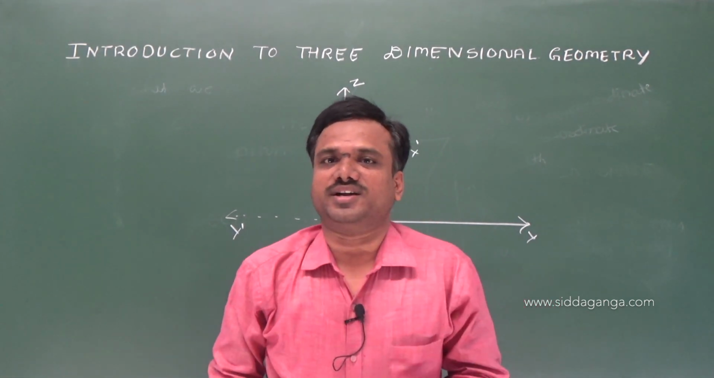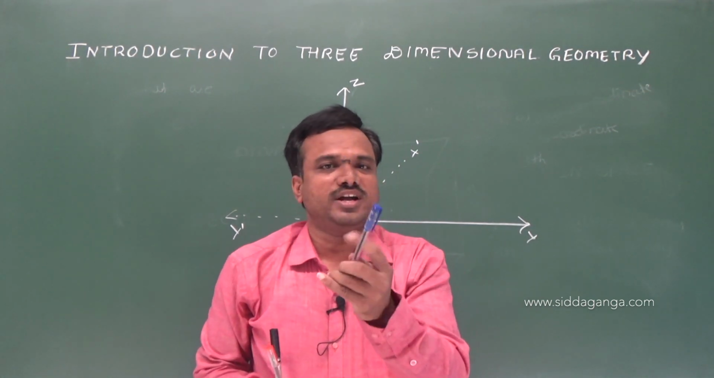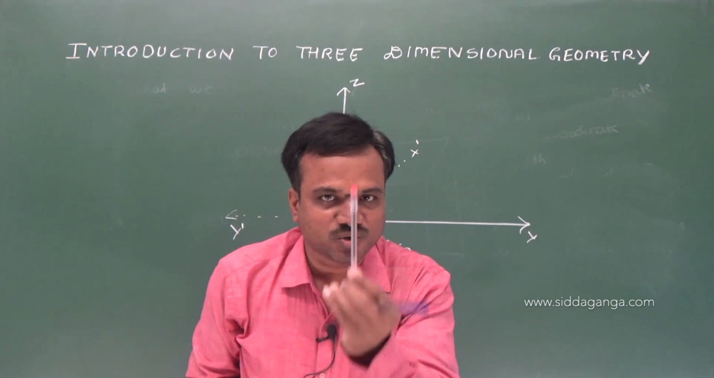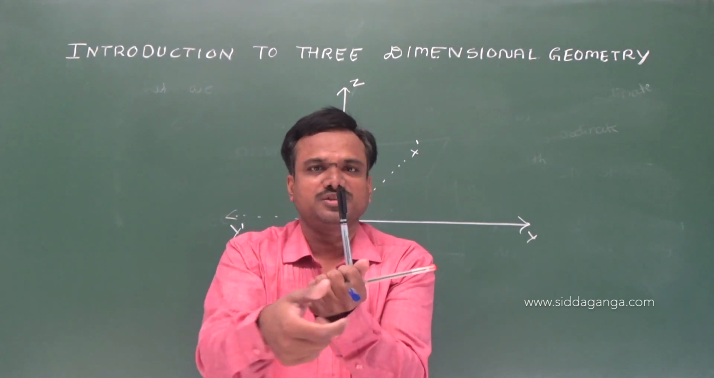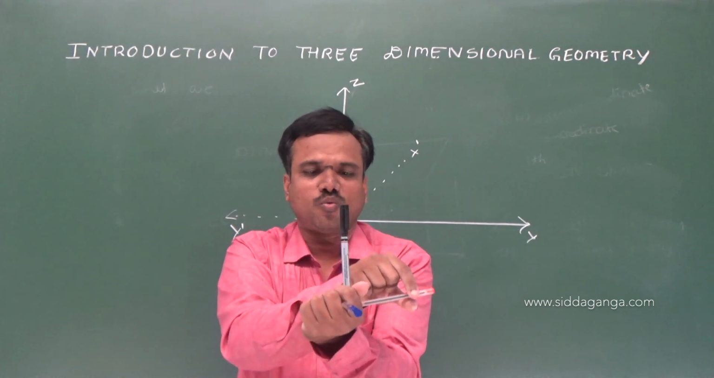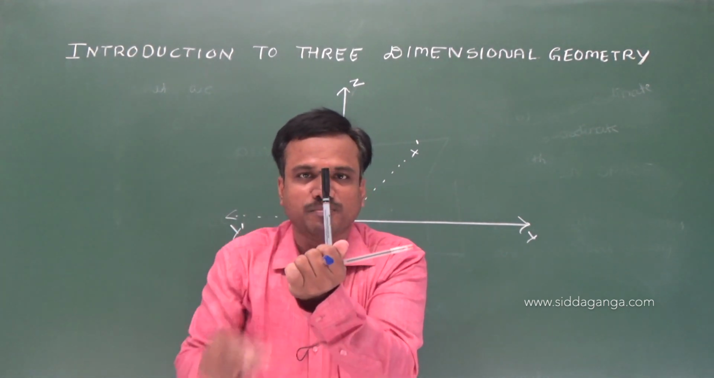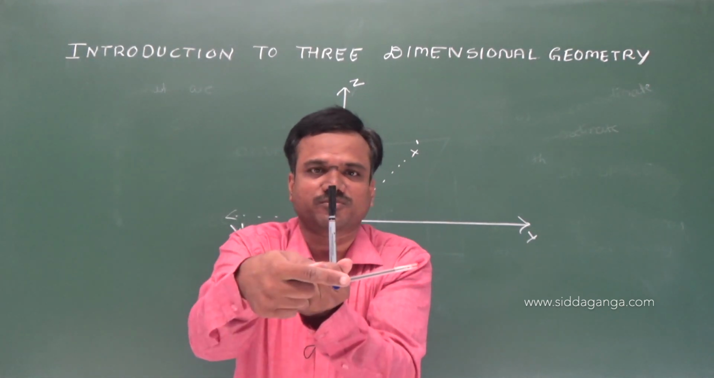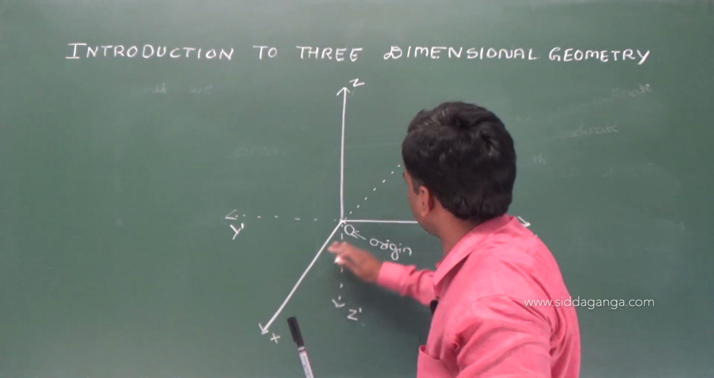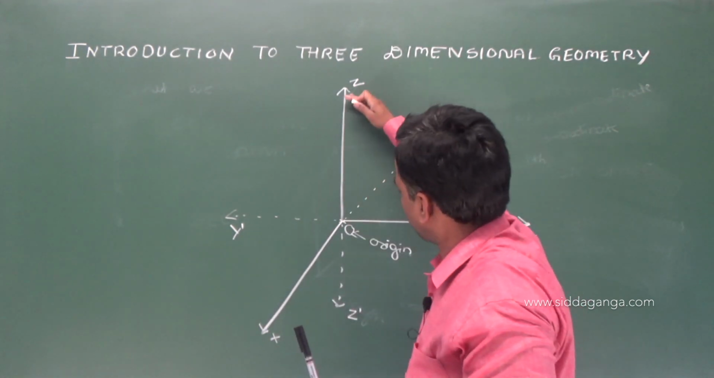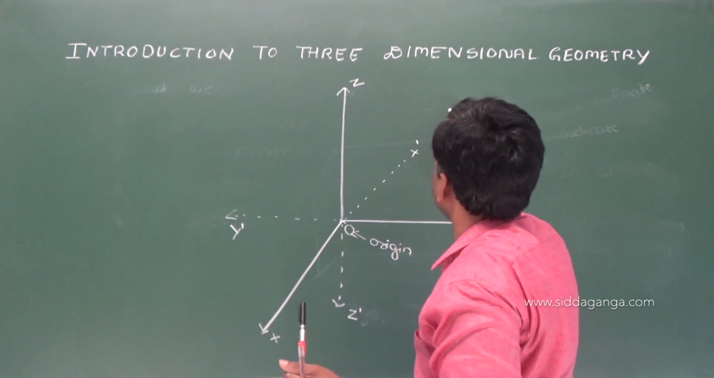If you have not understood properly, observe here. Using these three pens, I show the three-dimensional geometry. The blue pen indicates the x-axis, the red pen indicates the y-axis, and the black pen indicates the z-axis. These three axes are mutually perpendicular to each other. This system we call rectangular coordinate axes. This system XOX dash, YOY dash, and ZOZ dash are mutually perpendicular to each other. This entire system we call what?